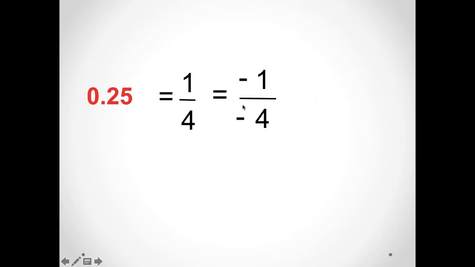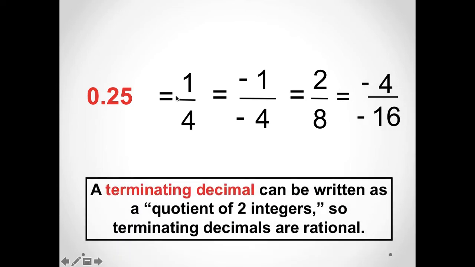Negative 1 over negative 4 is the same as 1 over 4. Or if I multiply it by 2, I'll get 2 over 8. The number is increasing. And then if I divide this, I will again get the answer 0.25, which is a terminating decimal. Or if I multiply it by negative 4, I'll get negative 4 over negative 16. Now again if I divide, I'll get the answer 0.25.